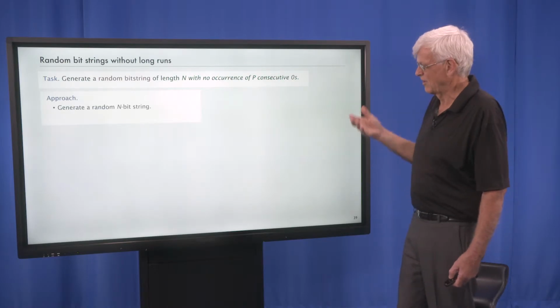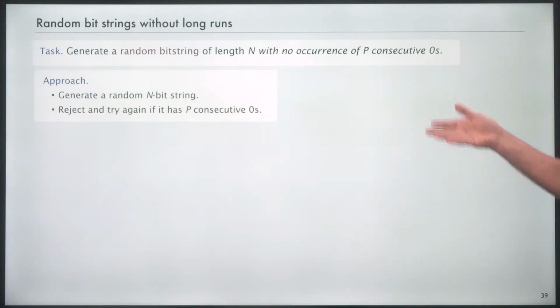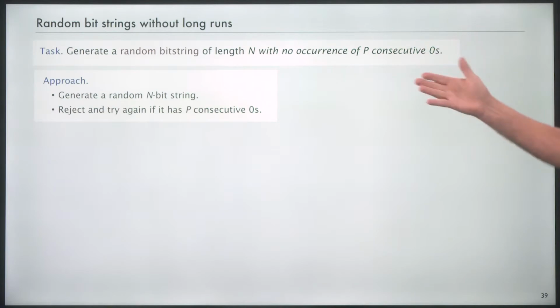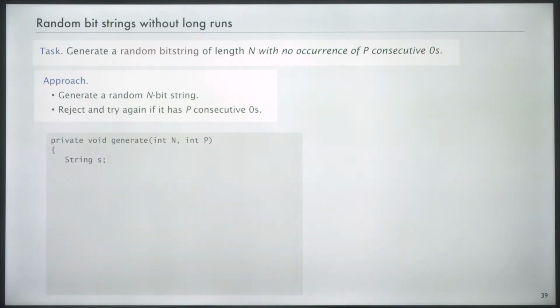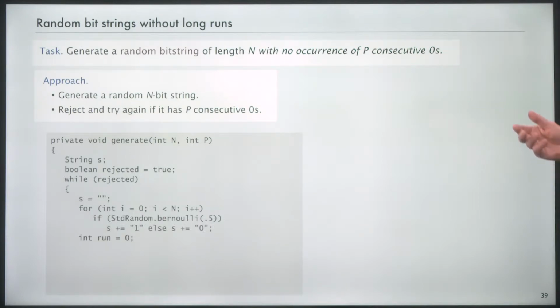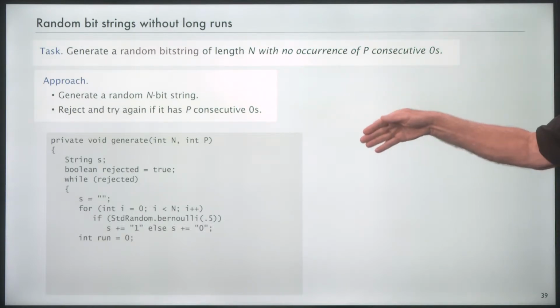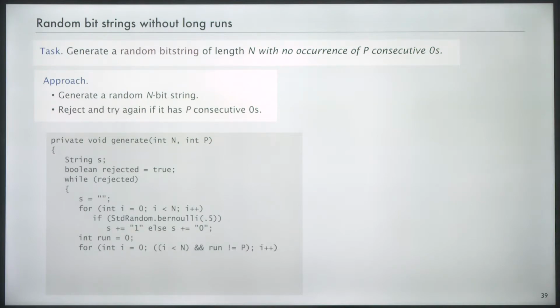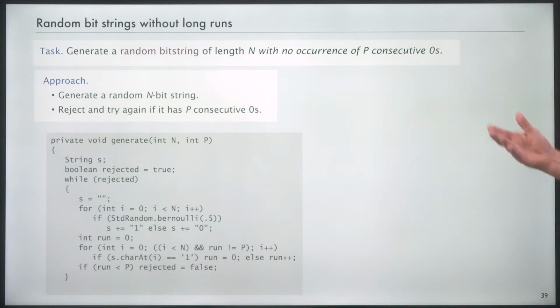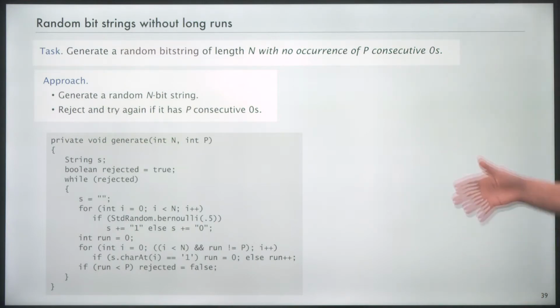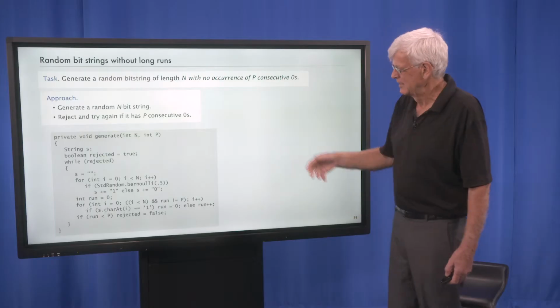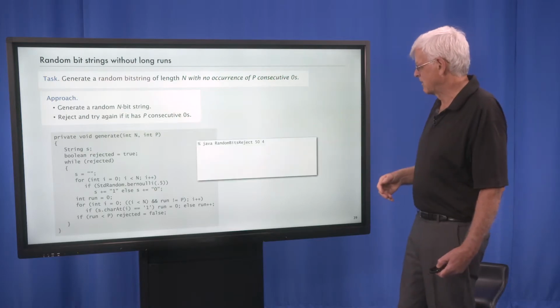The code for this is very simple. We generate the string, look if it has p consecutive zeros, and reject and try again. And this is extremely simple code. We just go through and make an array with a random string, and then we go and look to see if it's got p consecutive zeros. And if it does, then we reject and we continue until we get through without p consecutive zeros. Couldn't be a simpler amount of code.